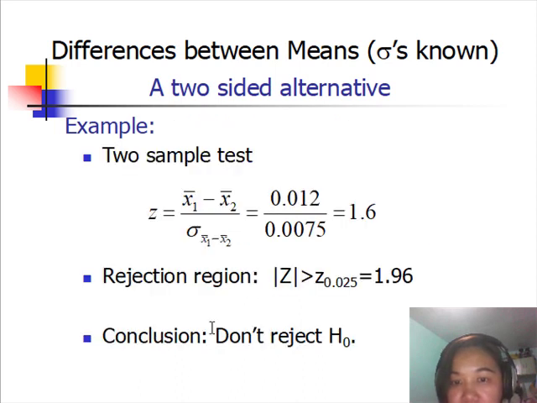Okay, so we get 1.6. Take note that we reject if it is greater than the z alpha. Our z alpha is 1.96. 1.6 is less than 1.96, so therefore, we fail to reject the null hypothesis.